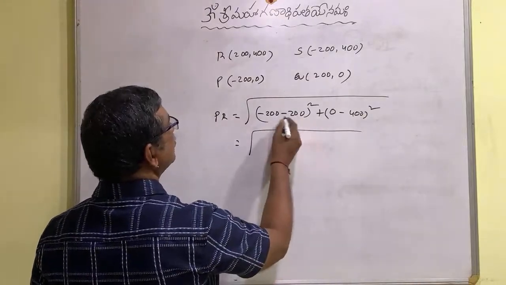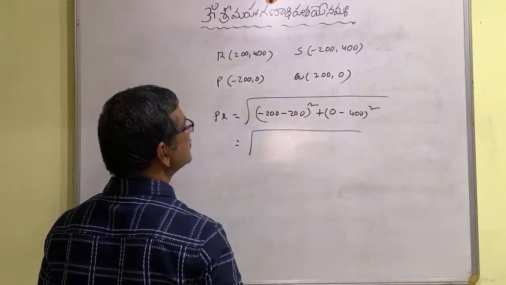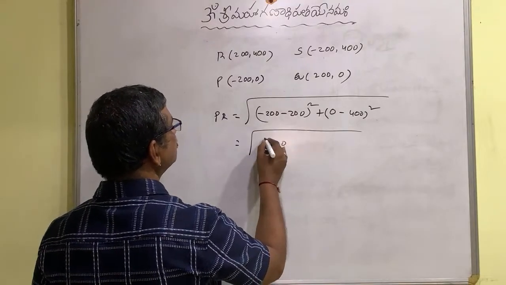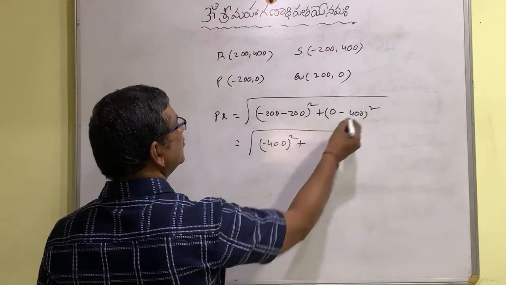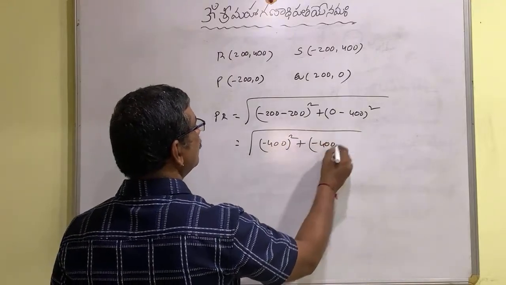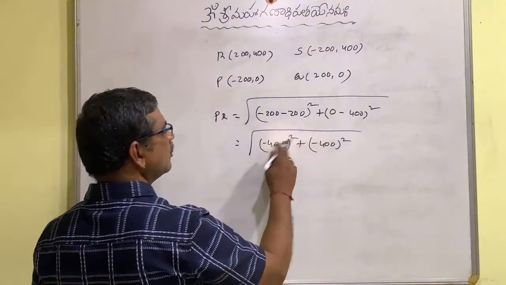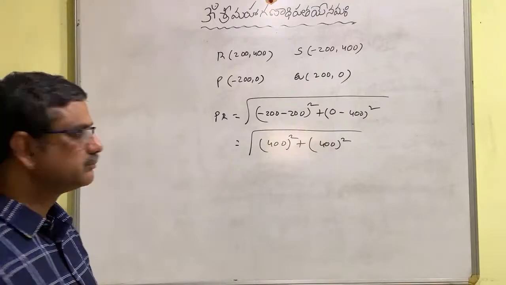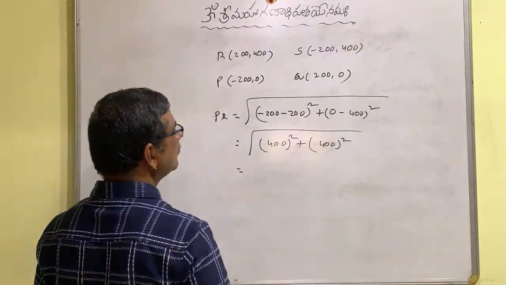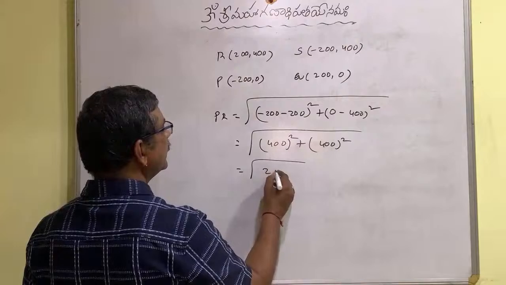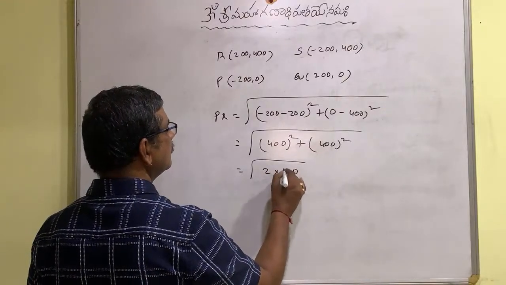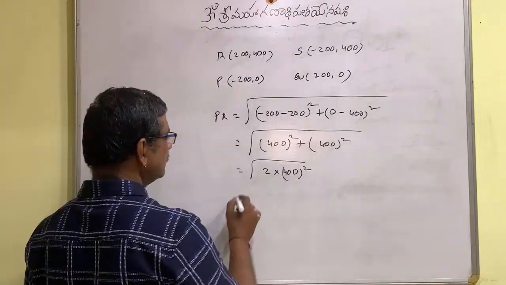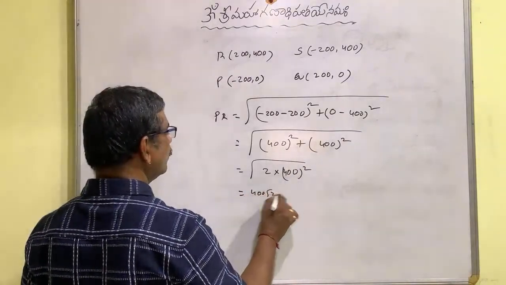400 square, how much? 1,60,000. Let it be 400 square. And this is also 400 square. So the whole squares we are putting, negatives we can take out. So what is the answer? 2 into 400 square. That means 400 root 2.